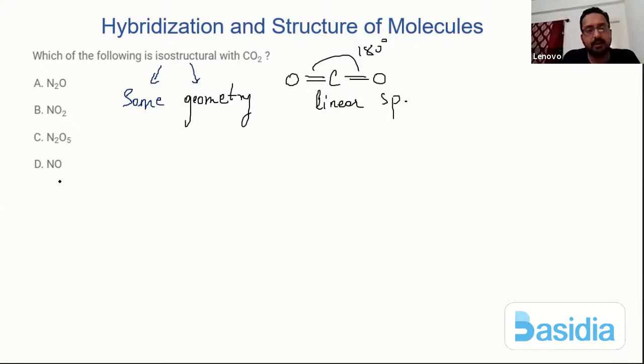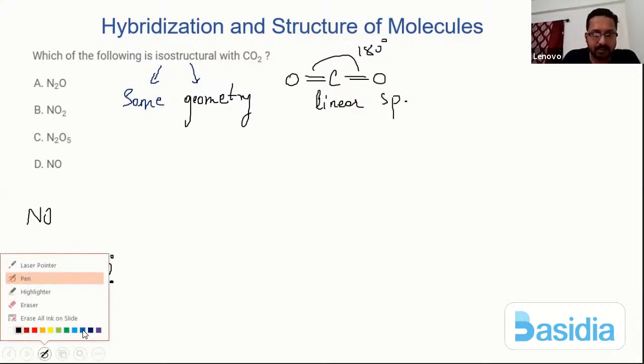Let us try to understand one by one. When you go to the NO2 structure, it is like this: double bond oxygen, you have a lone pair, single pair, then you have a lone pair over here. Okay, a lone pair and a lone pair. So this is your NO2 structure. What is the N2O5 structure? One by one.